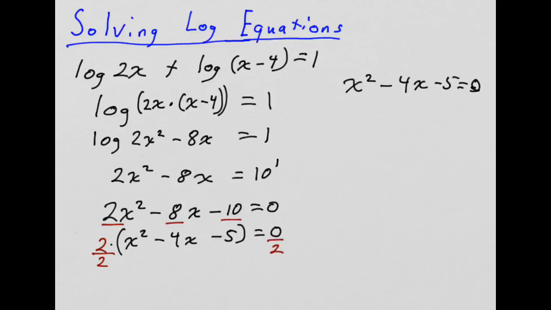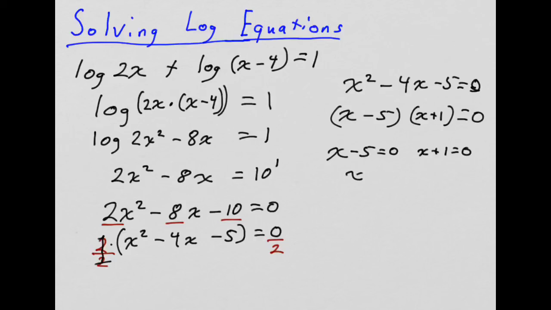That's a 0 over there. That's a 1. And now we can factor this. So it'll be x minus 5 and x plus 1. Then our next step is to solve each of those. x minus 5 equals 0. x plus 1 equals 0. This will give me x equals 5. And this one will be x equals negative 1. And those are our two solutions.